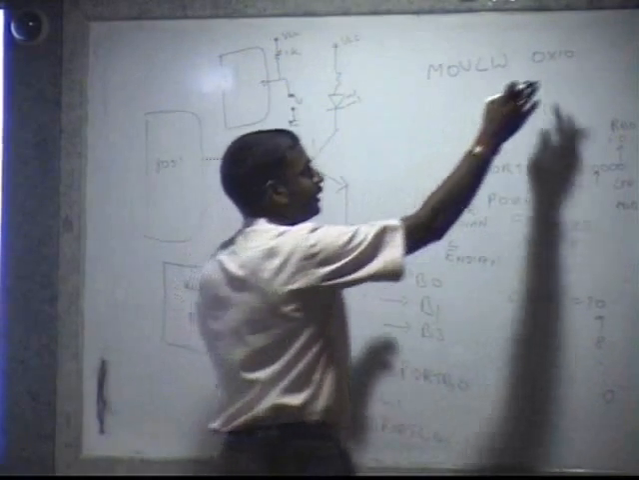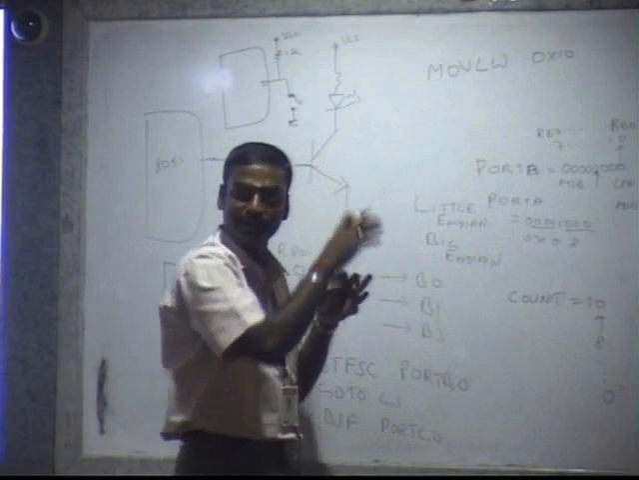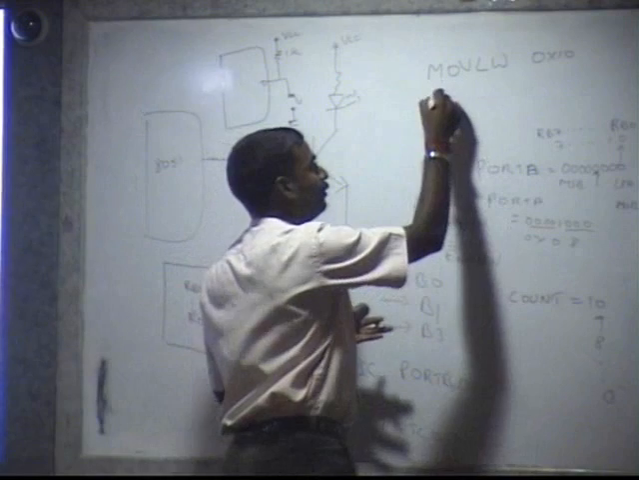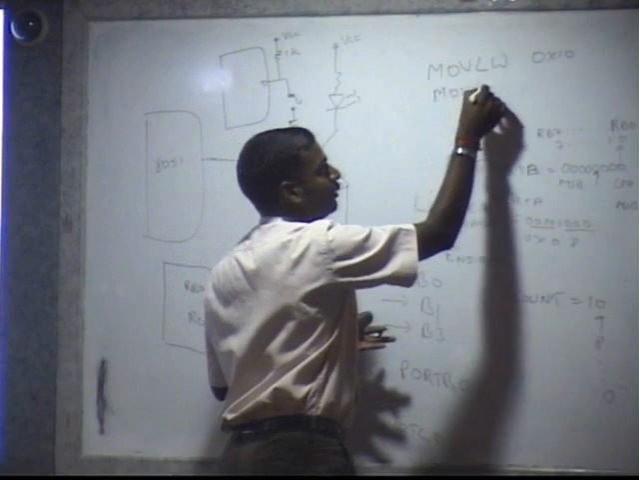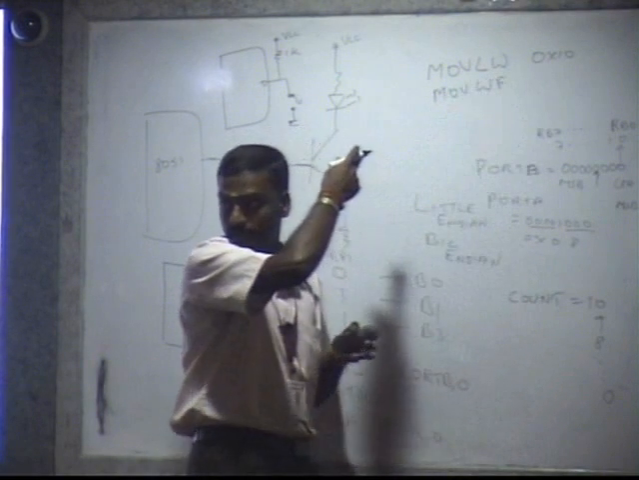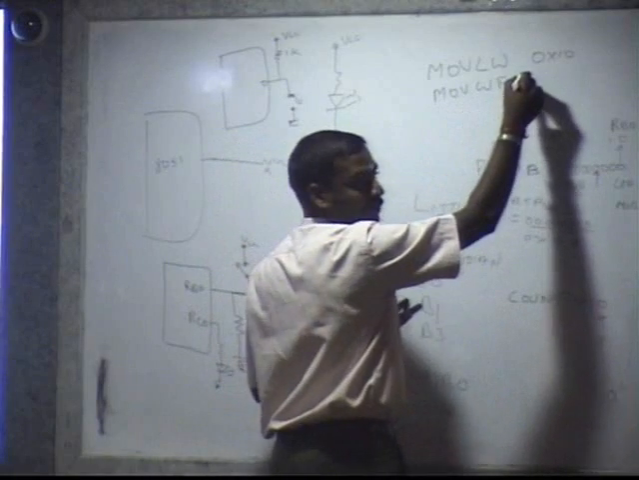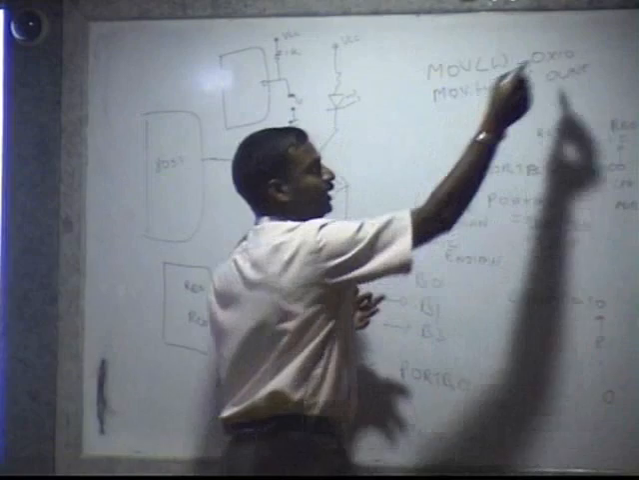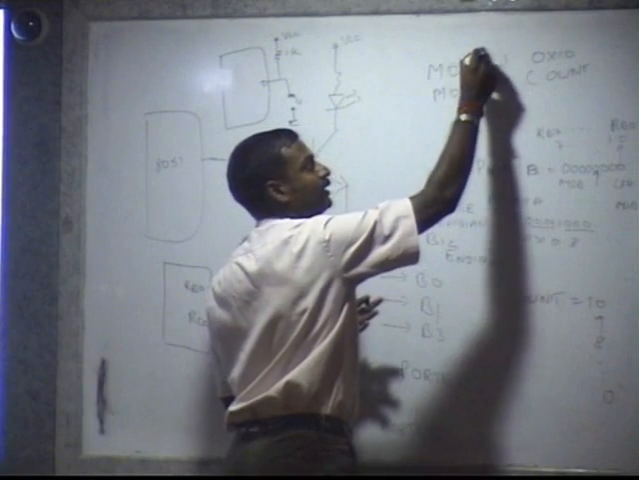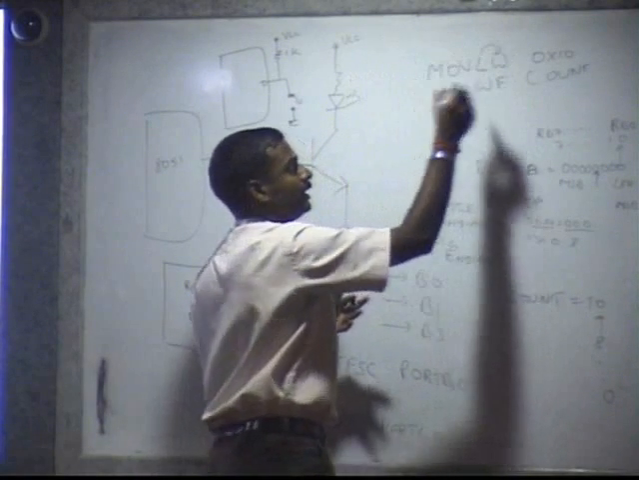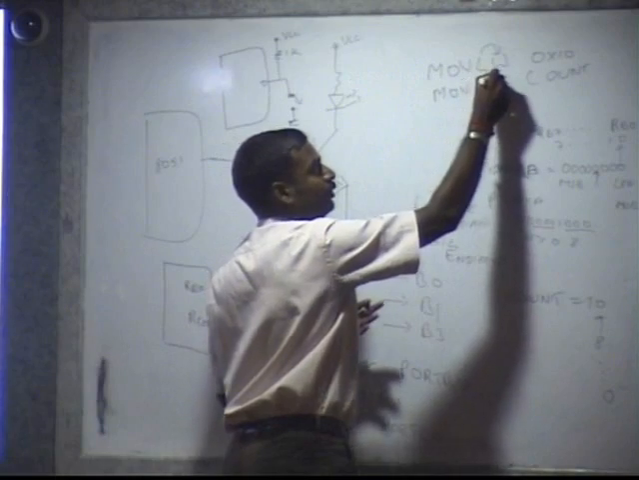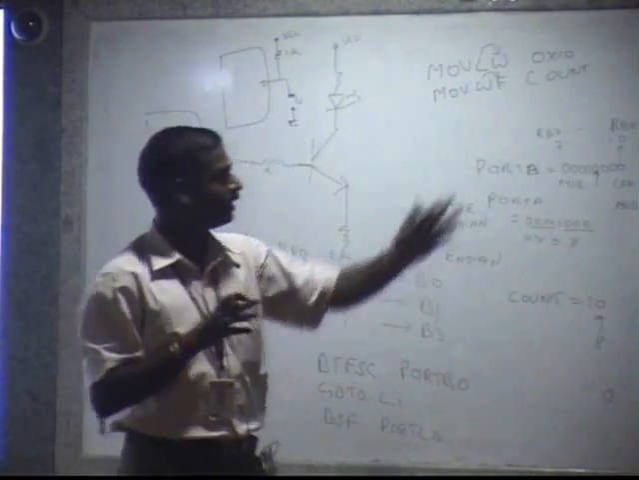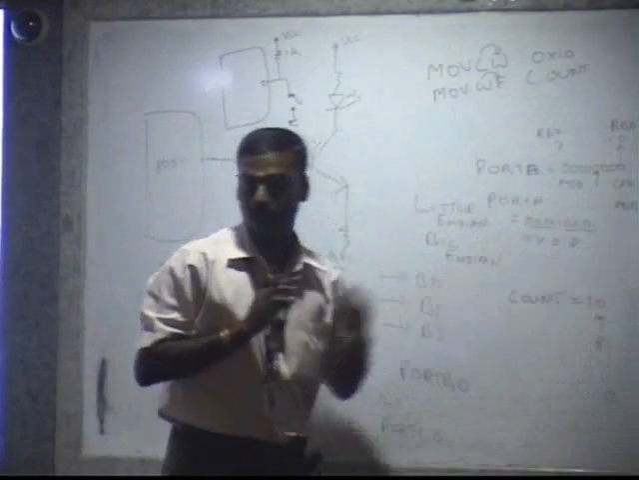Now this content has been entered into W. Next I need to move this into count. So what will I do? Move WF, and what will be the register? Count. Here 10 has been entered into W, that is a literal value to W. In the next statement, the content of W is moved to the file register. Which is that file register? Count. So now the content of count is 10.